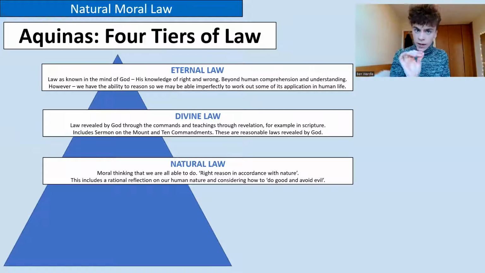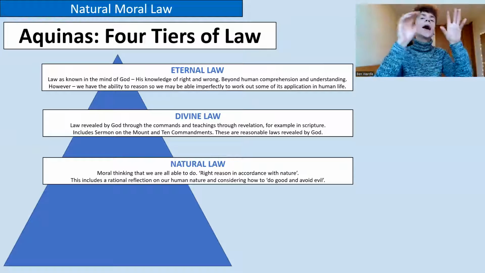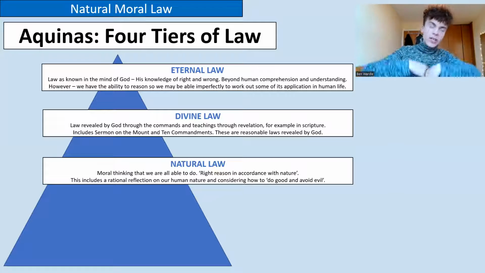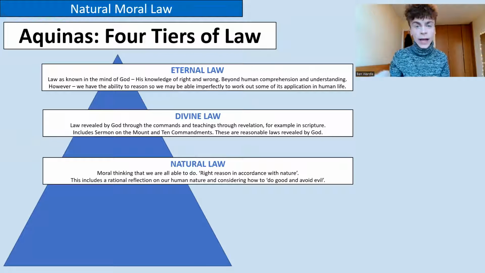The third tier of law is really significant. It is the natural law. And this is moral thinking that we are all able to do. And we characterize this as right reason in accordance with nature. Now, when I say nature, I'm talking about human nature. I'm also talking about the natural world which God has created and that many Christians believe God can be known through. That idea of natural theology, you know, for example, with Paley's watchmaker analogy. So this includes a rational reflection on our human nature and considering how to do good and avoid evil. Now, this is Aquinas' synderesis principle, that we have this innate impulse to do good and avoid evil.